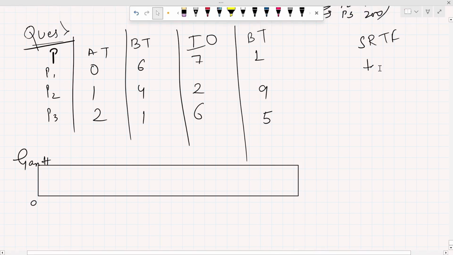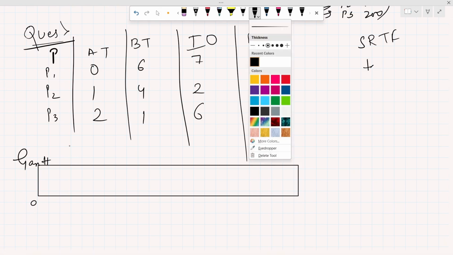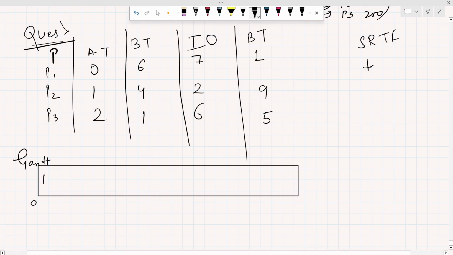Now we have to select the process which has the smallest burst time. But at arrival time 0, we have only one process, which is P1. If we have only one process available, then we select that process. So P1 gets the CPU for only 1 unit of time, because at 1, P2 also comes into the queue. The remaining burst time of P1 is 5, because P1 ran for 1 unit of time.